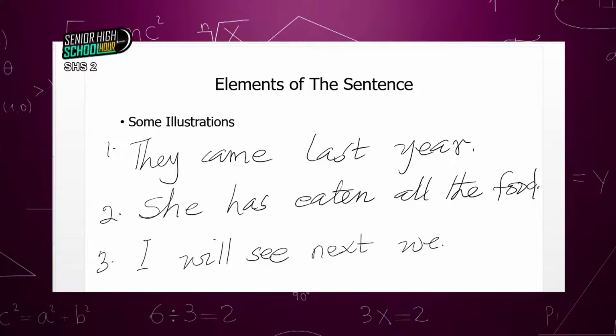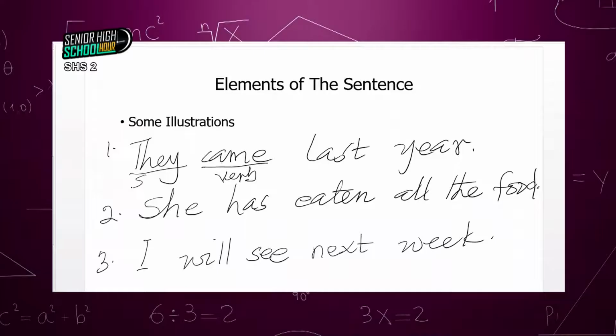We have these examples. They came last year. Let's find the elements. I know you can do this, because you know your verbs. First one, the verb is came. Therefore, what is our subject? They. Great. The next group, last year, what would that be? What question would you ask so that that becomes your answer? When? When did they come? And so that is an adjunct.